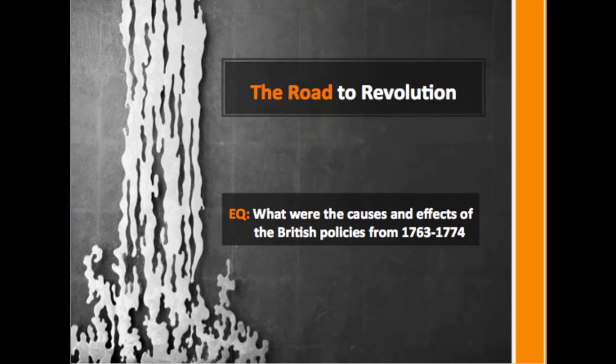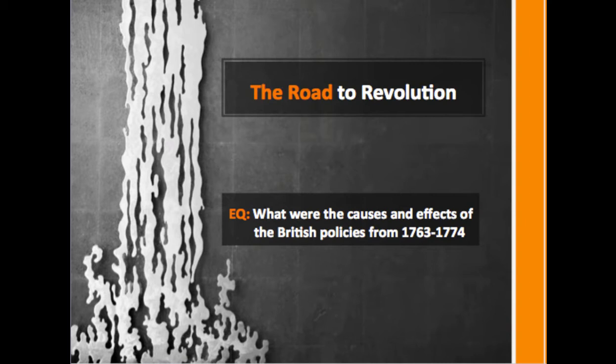Welcome back to Briefing History. Today, we're going to explore the reasons behind the colonist uprising that led to the Revolutionary War. The essential question we're going to look at is, what were the causes and effects of the British policies from 1763 to 1774? We're going to dissect each one of these policies to see what causes the colonists to, one, lash out, and two, eventually say, we're just going to fight the most powerful and known country in the world because we don't like what you're doing.